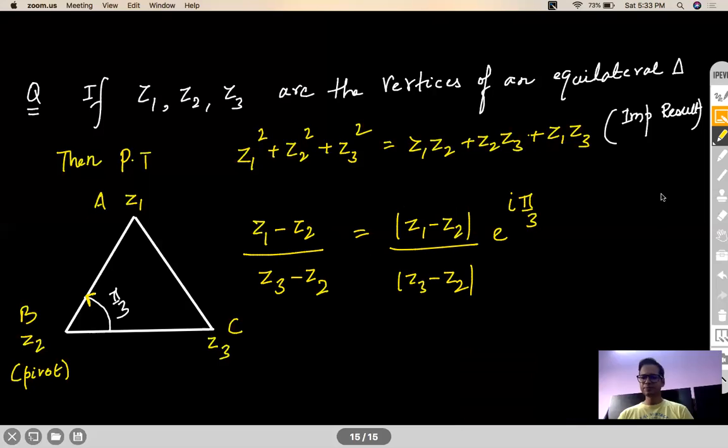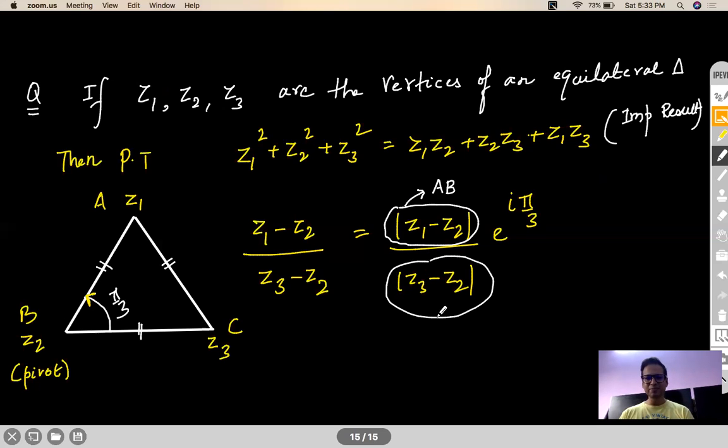Is this fine? Now, one more thing I would like to highlight. You're dealing with an equilateral triangle. The thing that you see on your right-hand side, this is actually the length of AB. Do you remember mod Z1 minus Z2 gives you the distance between Z1 and Z2? So this is the length AB, and this is the length BC. Aren't they equal because it's an equilateral triangle? So can I just cancel them and write just e to the power i pi by 3? Let me call this 1.